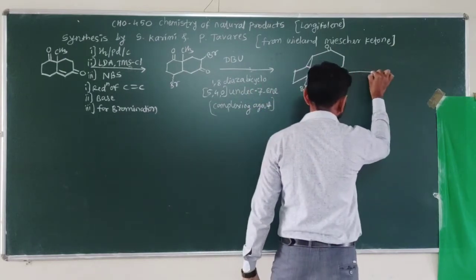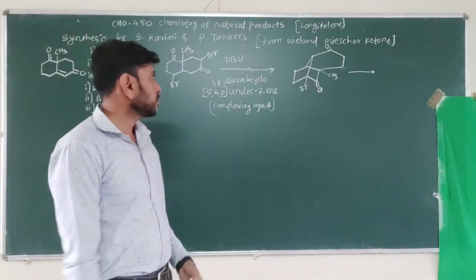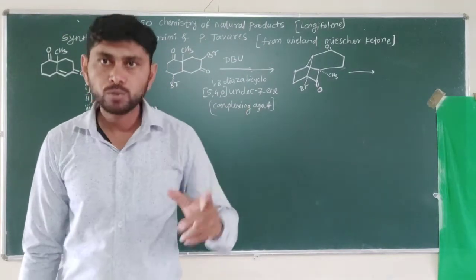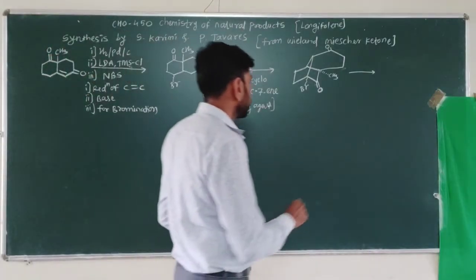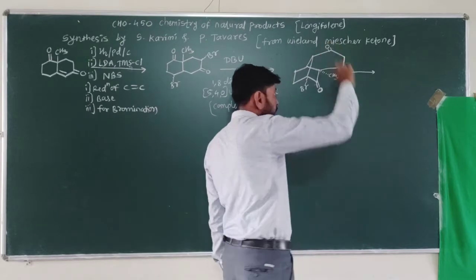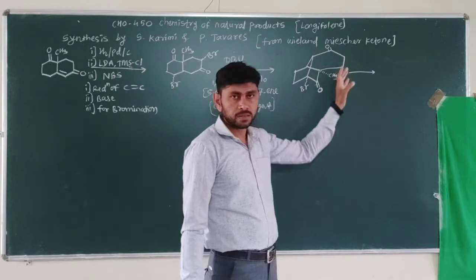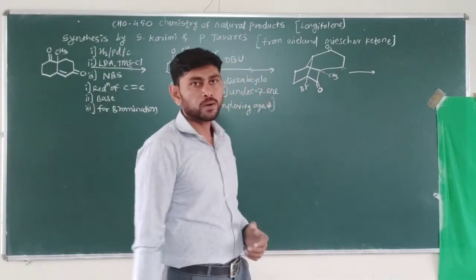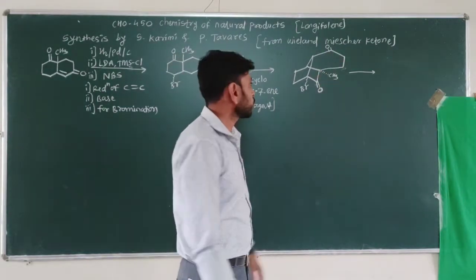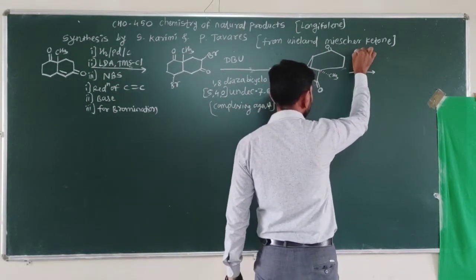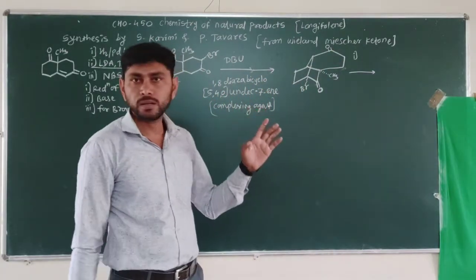Now at this stage, you have to add some other reagent. These reagents have a role towards the synthesis of longifolene. So we have to use reagents which expand this ring. We have to expand this ring because it has one carbon atom less than the longifolene structure. So in order to make the longifolene structure, we have to add one carbon atom, so we have to expand this ring.